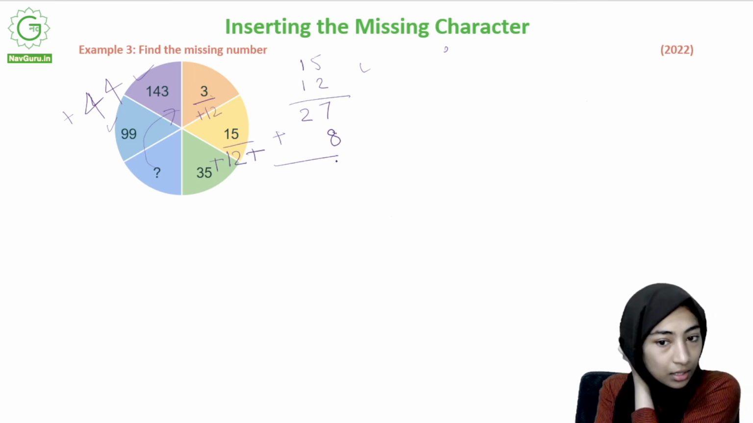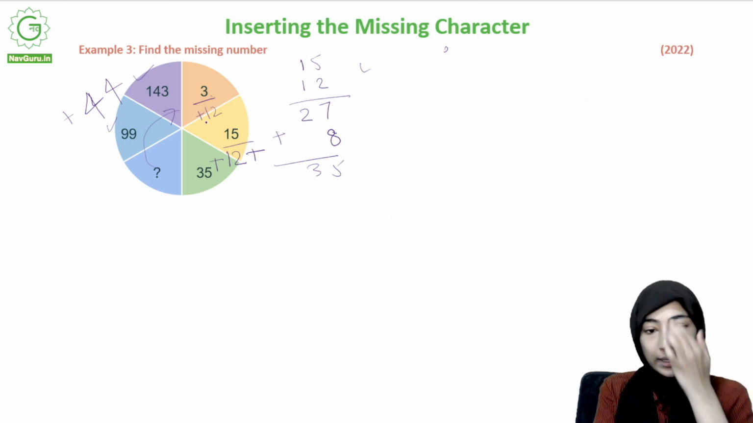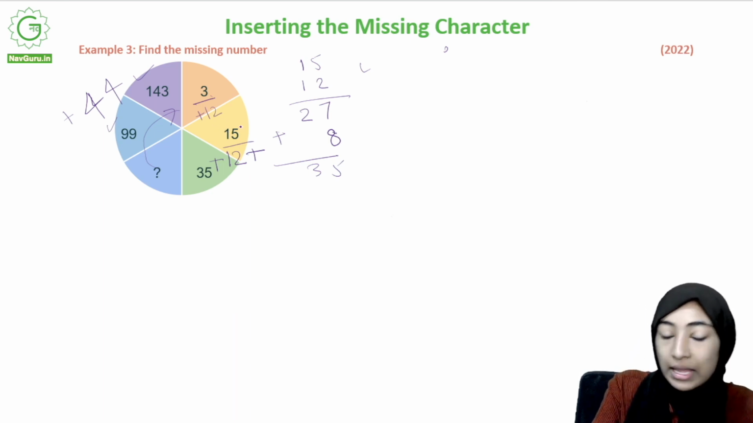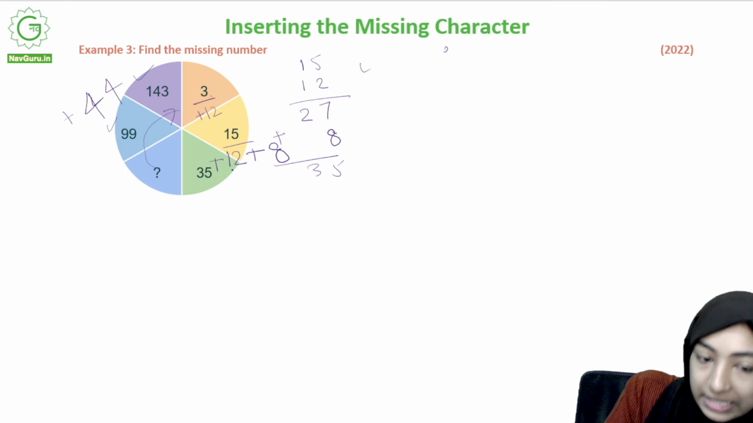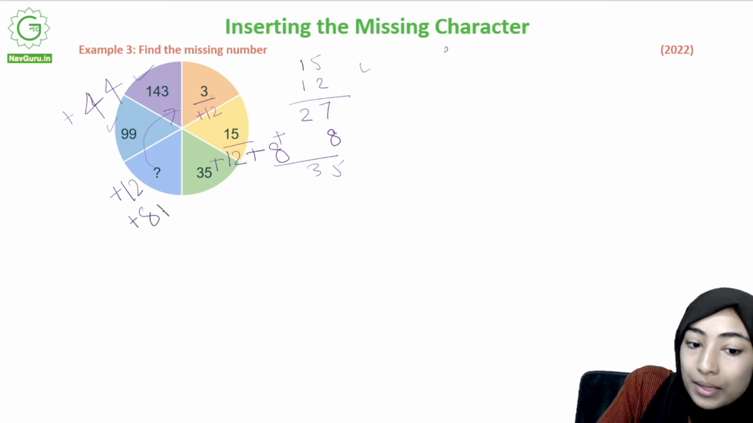27 plus 8 gives you 35. So this is how you get 35 plus 27. So here it is a 20. Here you added just 12. Here it's going to be a 12 plus 8. And here it will be 12 plus 8 plus something.